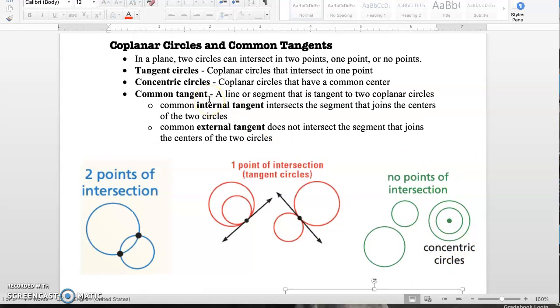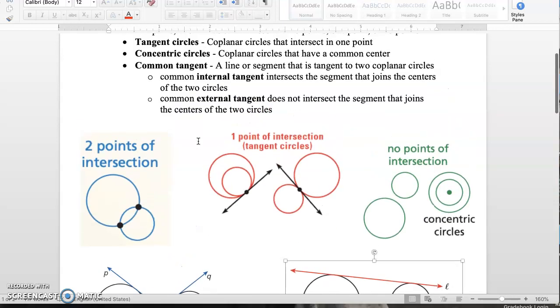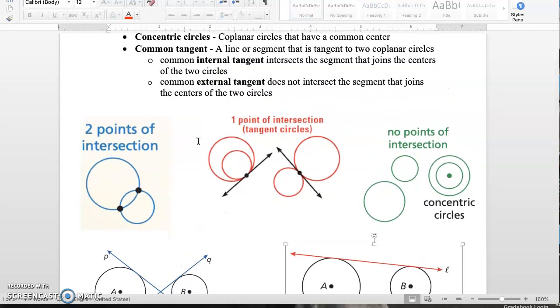When circles have a common tangent, that can mean that a line or a segment is tangent to two coplanar circles. Think back to the first video, when we looked at the tangent segment and line. That means it intersected at 1 point. That same line can intersect two different circles, each of them only at 1 point. If it was an internal tangent, it intersects the segment that joins the centers of the two circles. That definition is kind of confusing, so I have an example to show you.